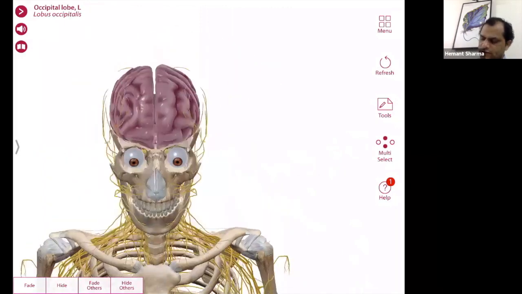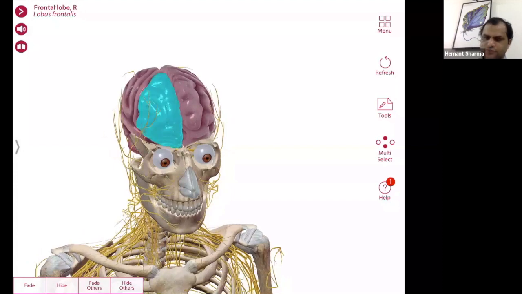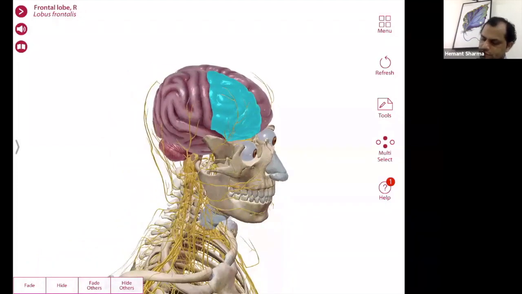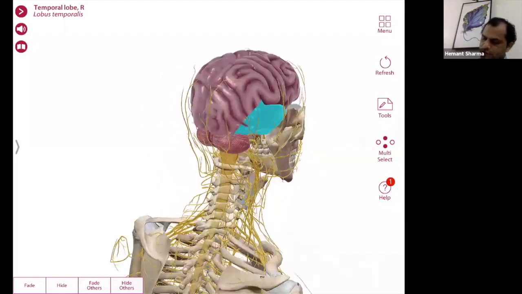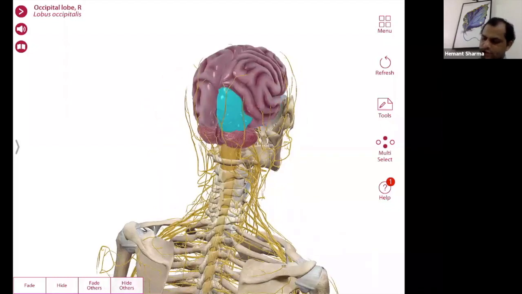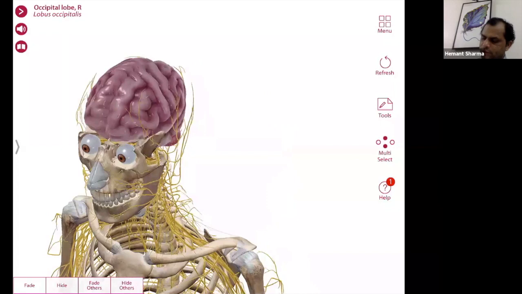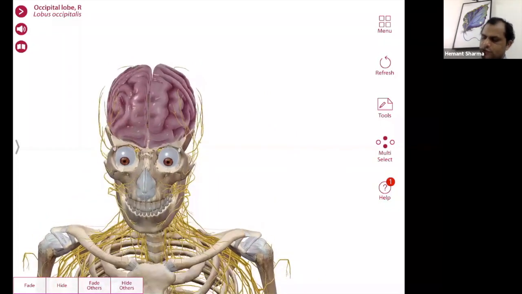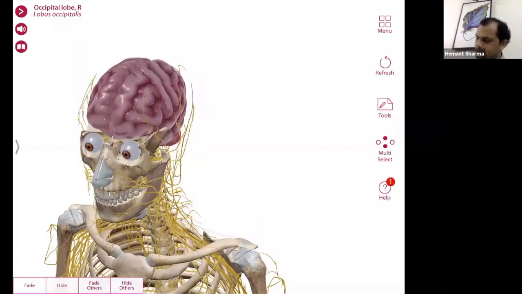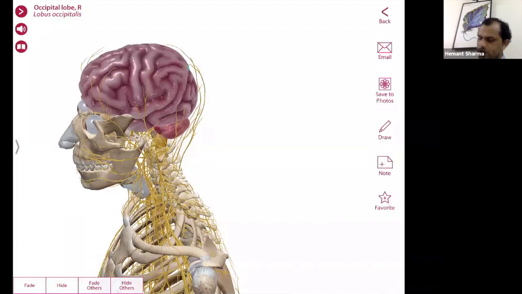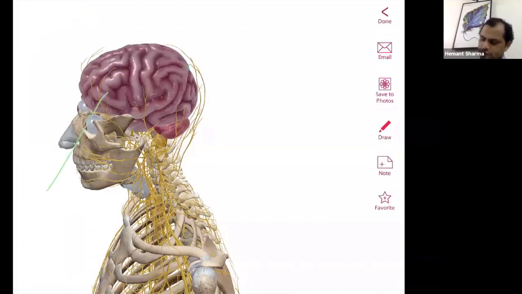Let's see on the right side. So on the right side we have this frontal lobe. Then right side we have temporal lobe, parietal lobe, and right side we have occipital lobe. Same we have other side. So if we compare these 4 lobes with our forefinger, and we are uniting both the fingers, so frontal lobe is represented by index finger.